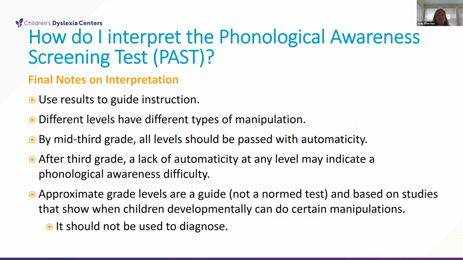How do I interpret the phonological awareness screening test? Here's some final notes. Use the results to guide your instruction. Different levels have different types of manipulation. By 3rd grade, all levels should be passed with automaticity. After 3rd grade, a lack of automaticity at any level may indicate a phonological awareness difficulty.